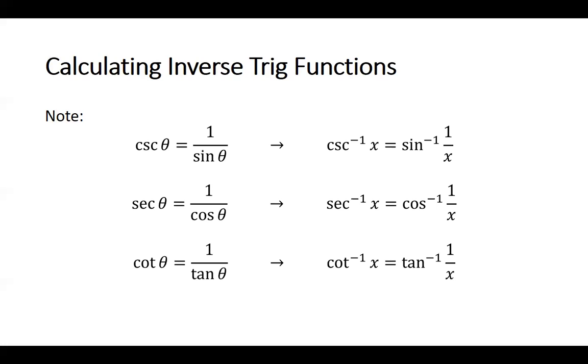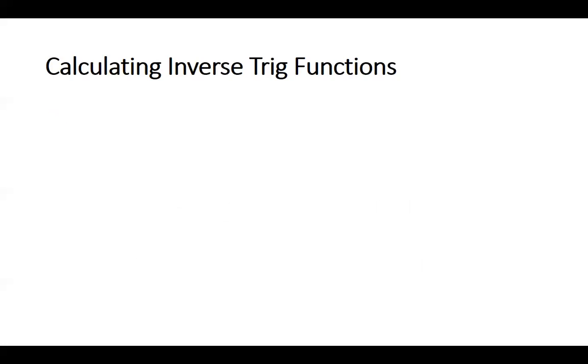And then cotangent theta is equal to 1 over tangent theta. So the inverse cotangent of x is equal to the inverse tangent of 1 over x, that reciprocal. So let's go into this and try some.